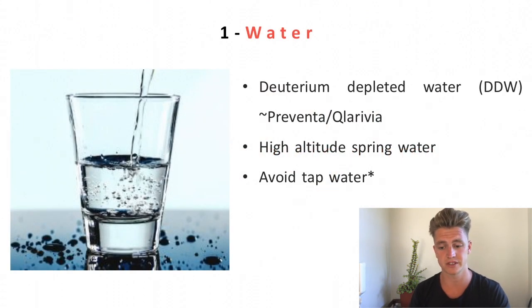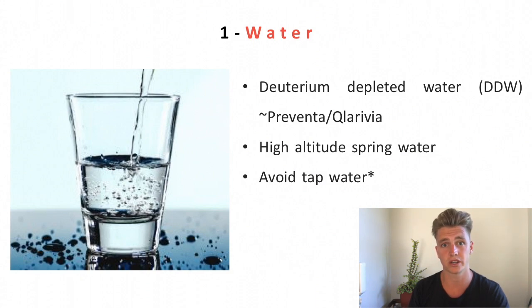So the first one, this is the obvious one, and that is to change the source of your water. As I mentioned, you can get deuterium depleted water. 2 of the brands that I know of are Preventer and Clarivia. Those are both really good ones. They do tend to be quite expensive. It also means you've got to import them in plastic bottles. So there are pros and cons to that.